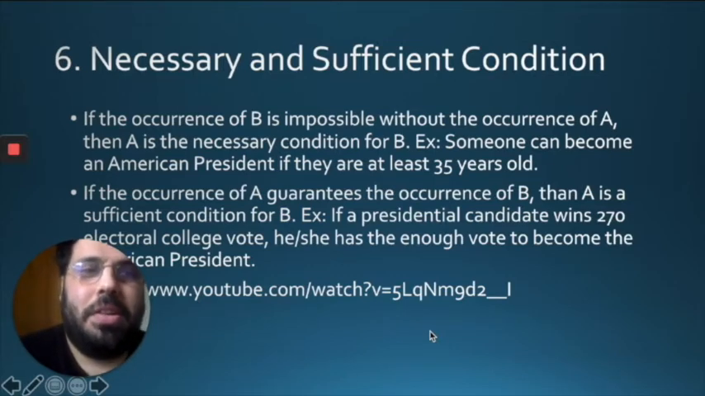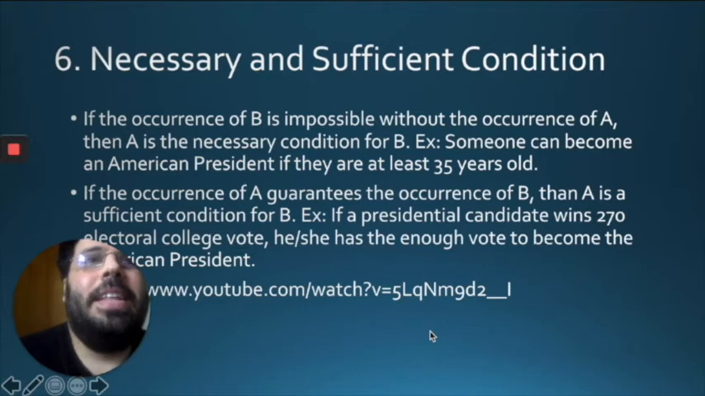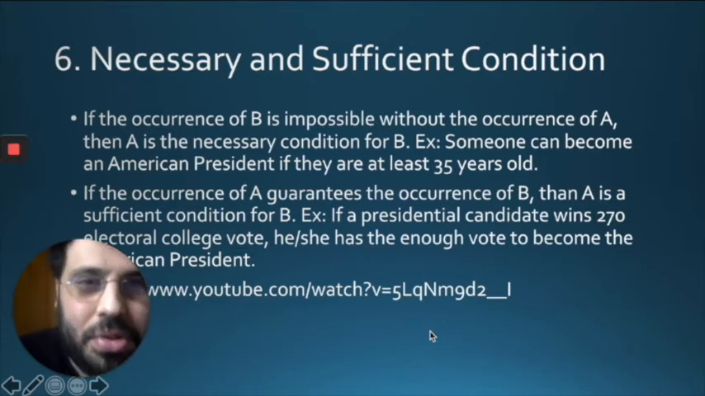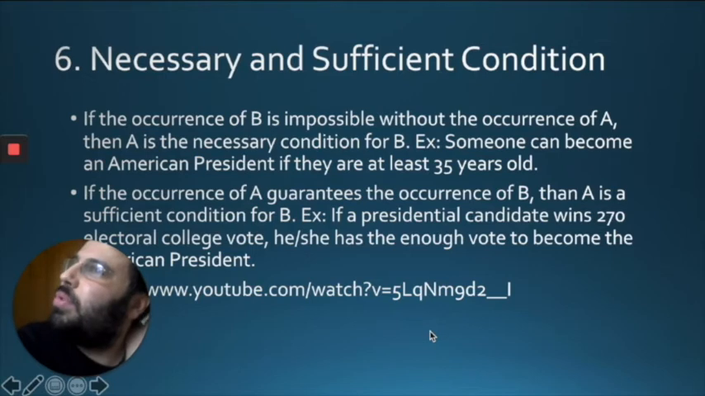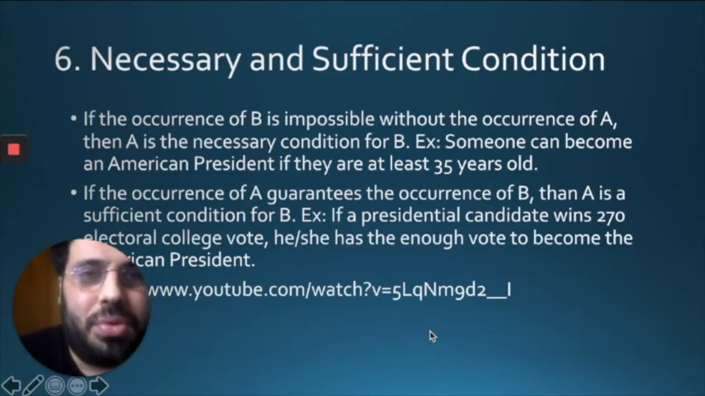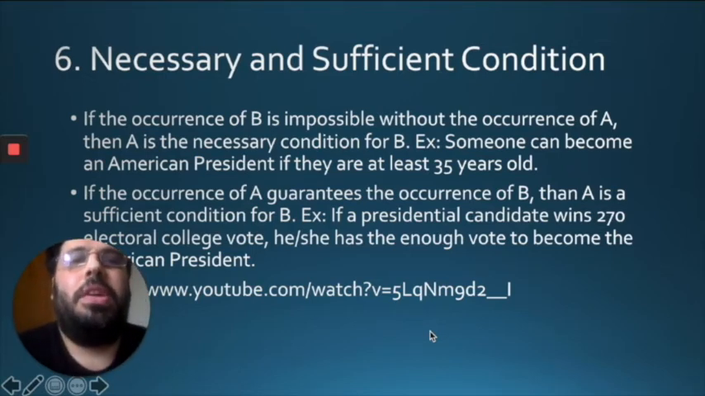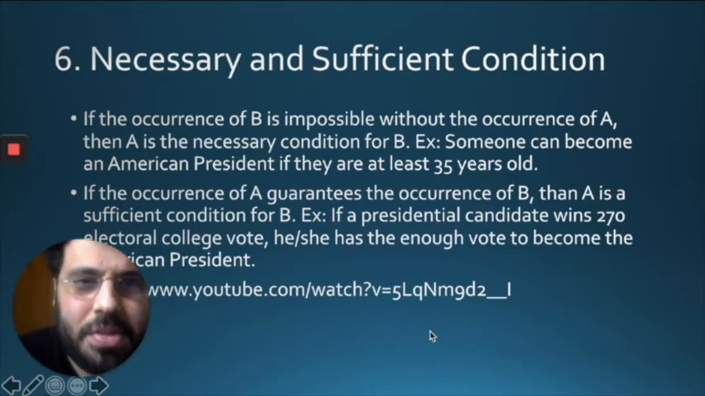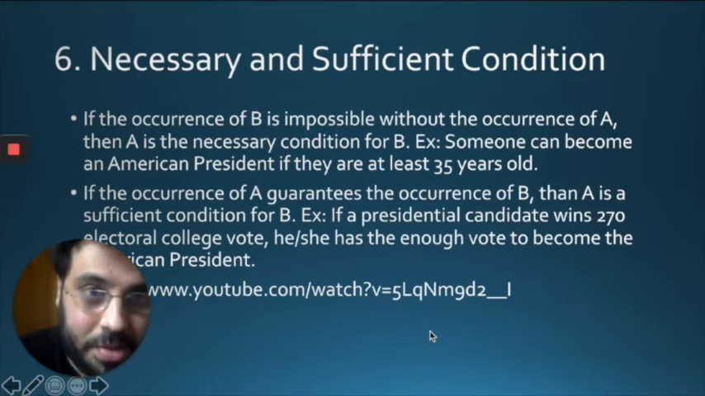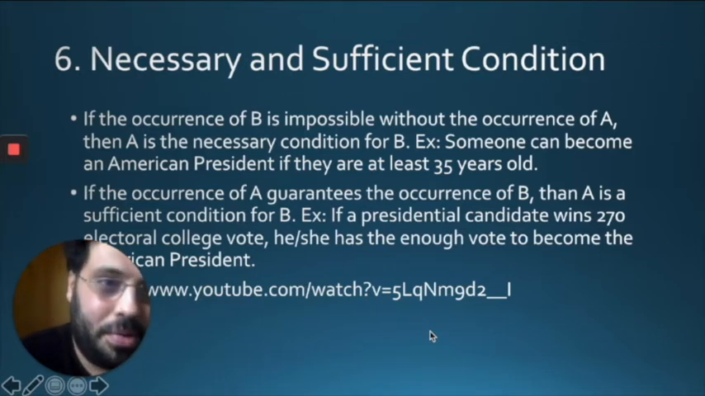Let me ask you another example. Is getting 270 electoral college votes a necessary condition for someone to become an American president? Just think on it for a few seconds. It is sufficient, we discussed, but I am asking whether it is necessary or not.